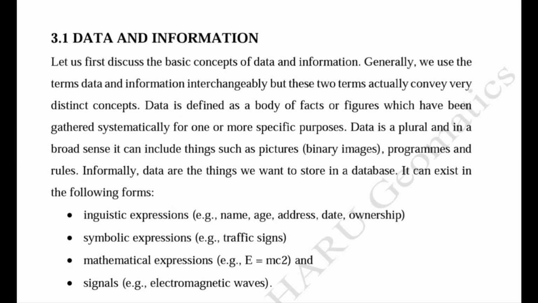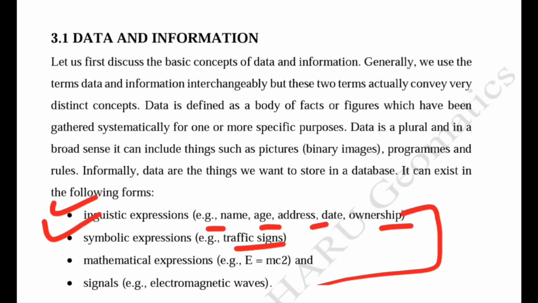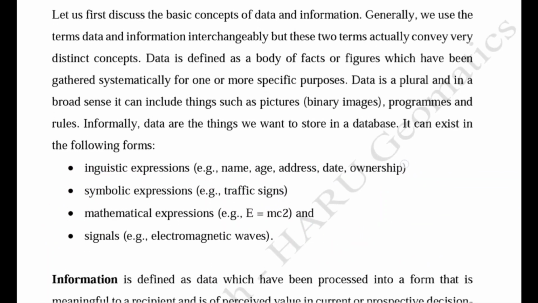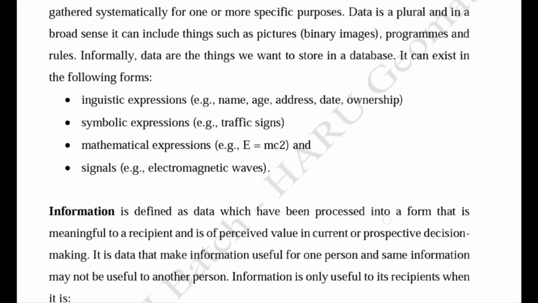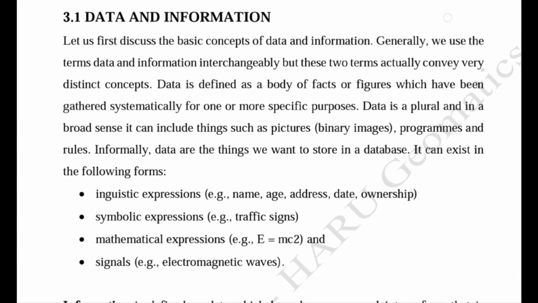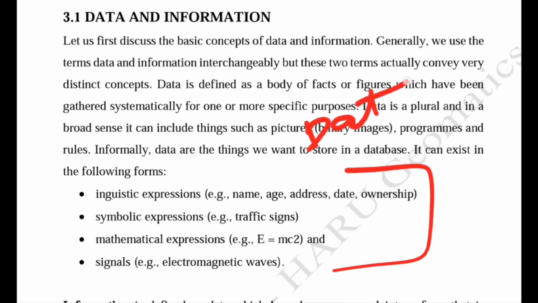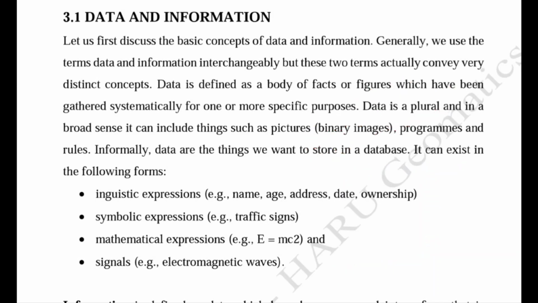For example, it can exist in the following forms. It may be linguistic expressions such as name, age, address, date, ownership; symbolic expressions, such as traffic signs. All these things are data. Mathematical expressions, E is equal to mc square, and signals, electromagnetic waves. So all these things may be data, which have a plural or broad sense.